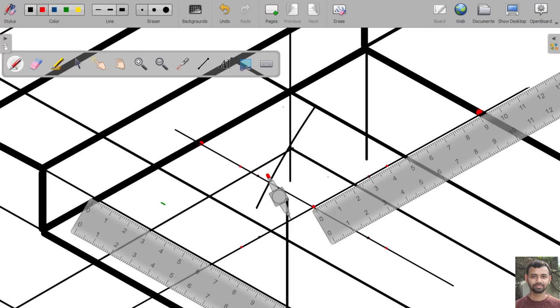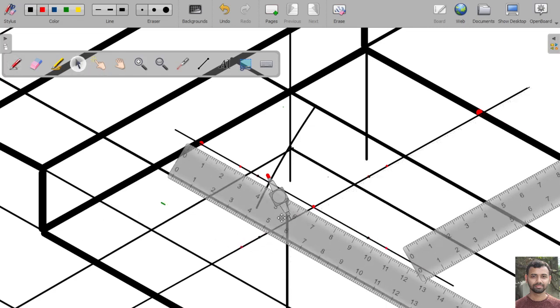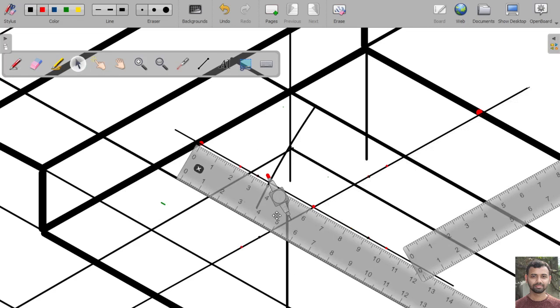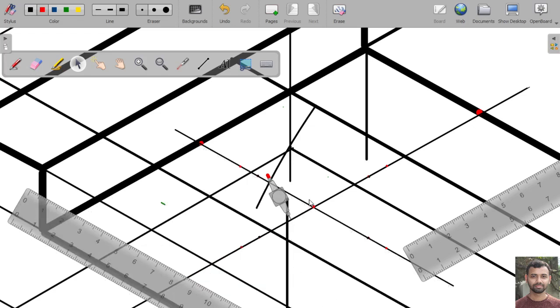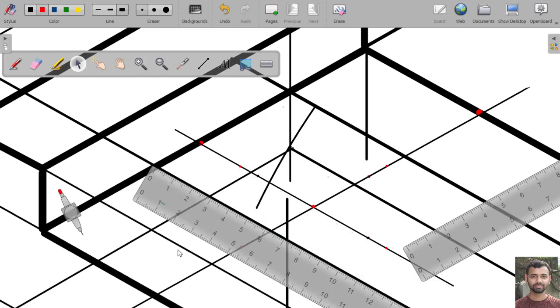It will be at a distance of 90 mm, and from this axis, it will be at a distance of 60 mm. Okay, so this is the center point of the circle. Now this distance is 60 mm. So there is no problem.